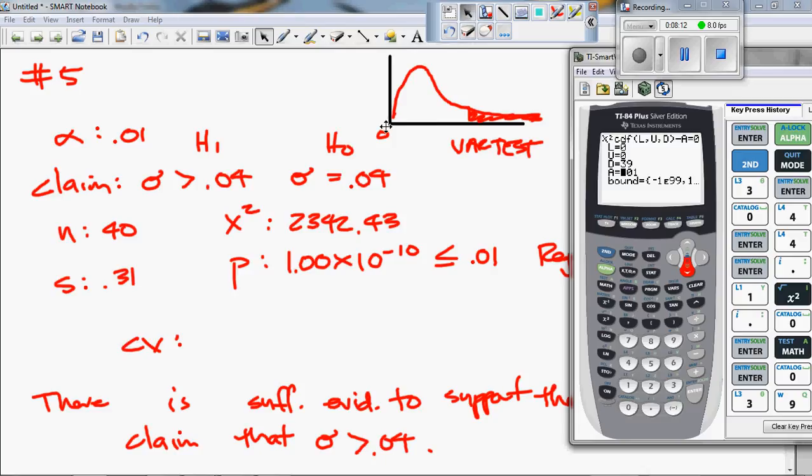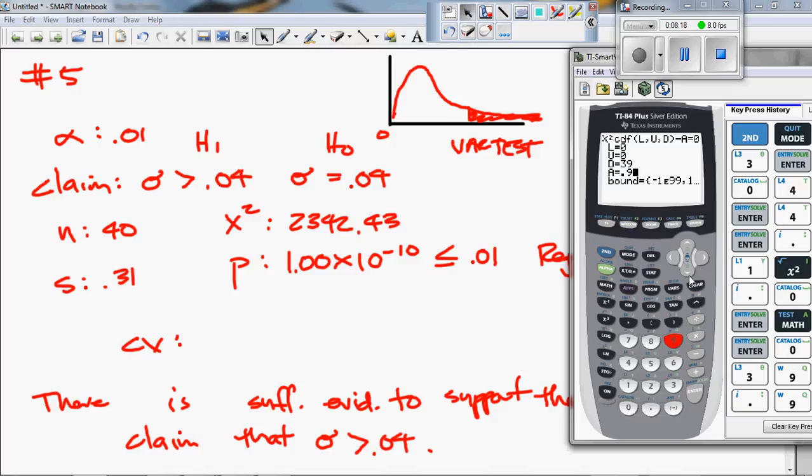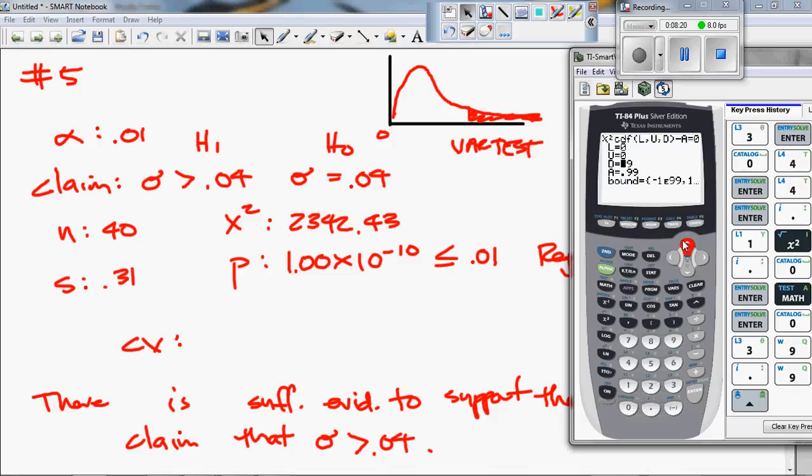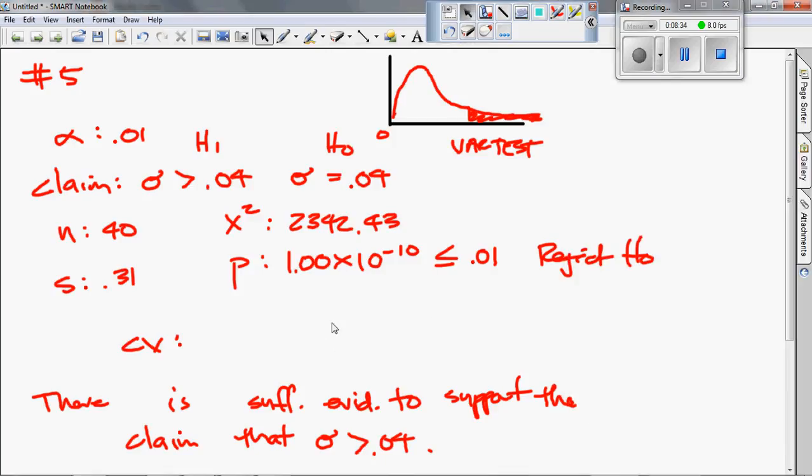value is going to be 0.99. This area between 0 and this value is going to be 0.99. So that's what we're going to enter. Scroll back up to the upper boundary, which is what we're looking for. Hit alpha, enter, and it will calculate this upper boundary, 62.43.